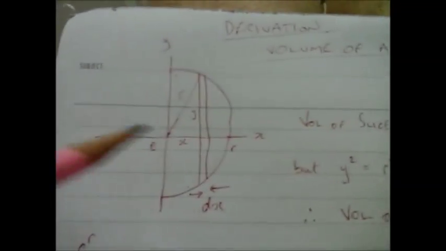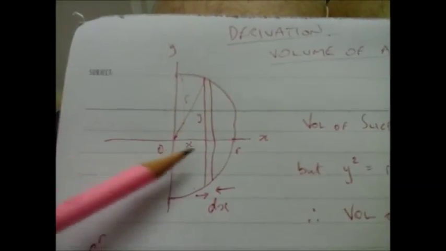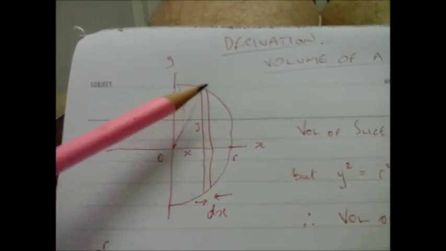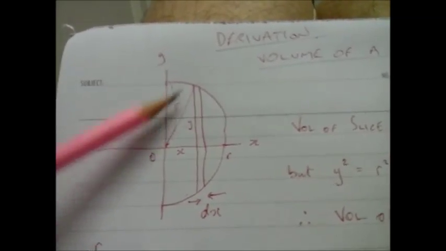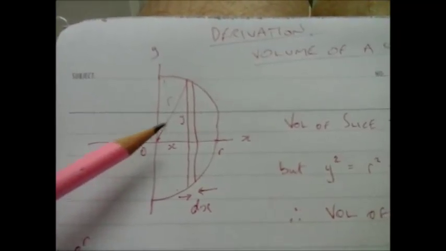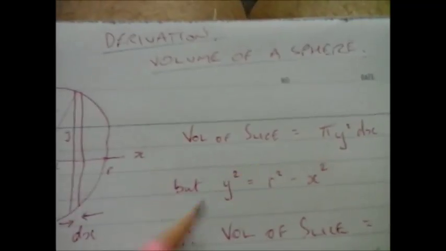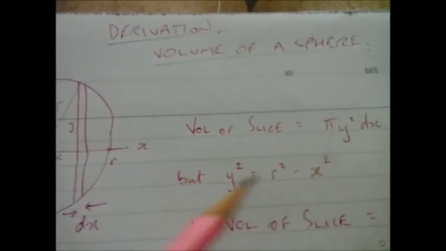Then I can deploy a bit of Pythagoras' theorem with this triangle. The bottom is x, the radius of the cylinder is y, but the radius of the whole sphere is r. Using Pythagoras, I can see that y squared will be r squared minus x squared. So I've got y squared here and here.